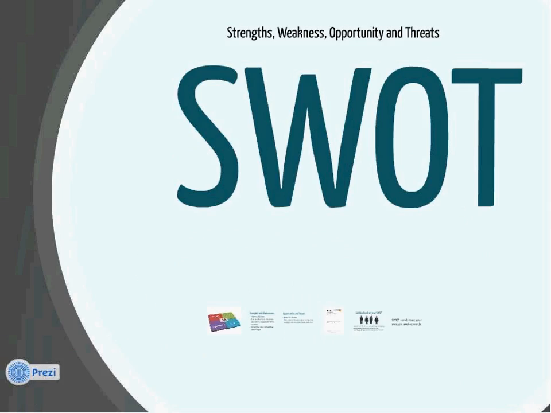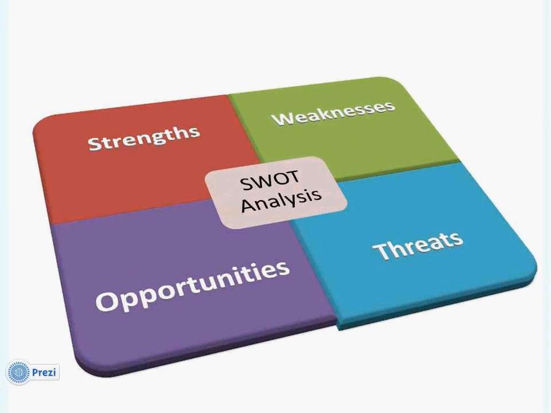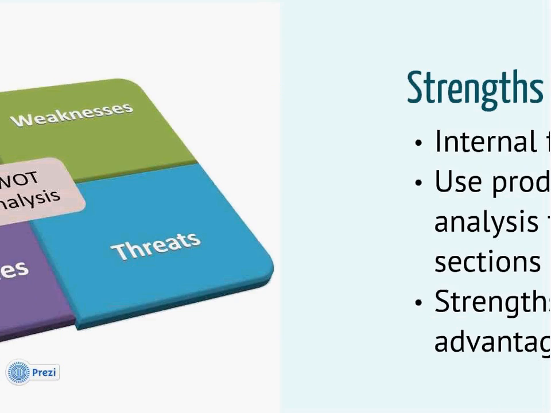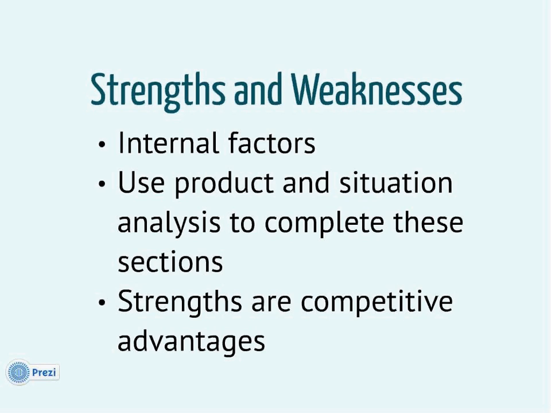Typically, you'll see it kind of in this quadrant type style, and this just gives you, again, one look, one place that you can find all of your information. So when you're developing your strengths and weaknesses, these are things that are internal to your product and things that you kind of have control over. I tend to look at the product and situation analysis that I've already developed earlier in the marketing plan to really complete these sections, because I've already thought about most of this information. I'm just formalizing it into one document.